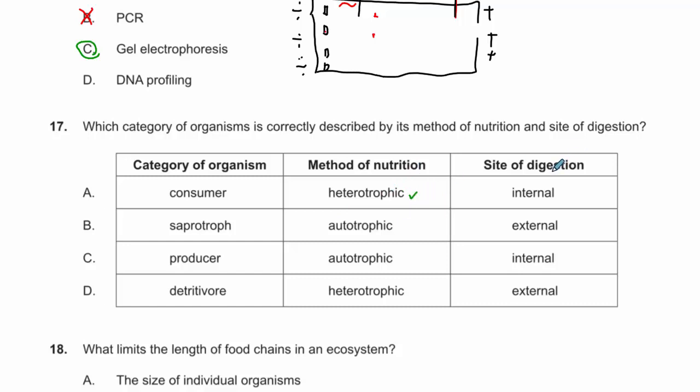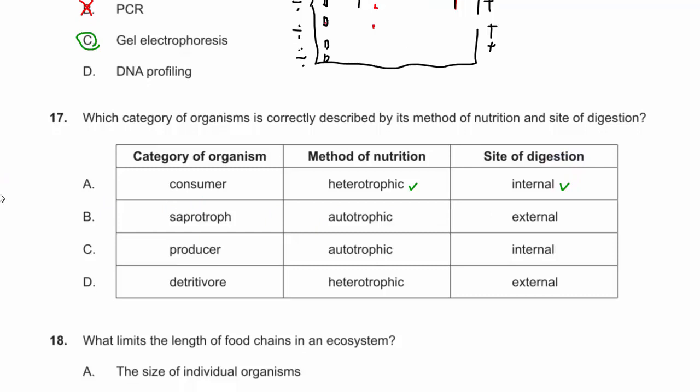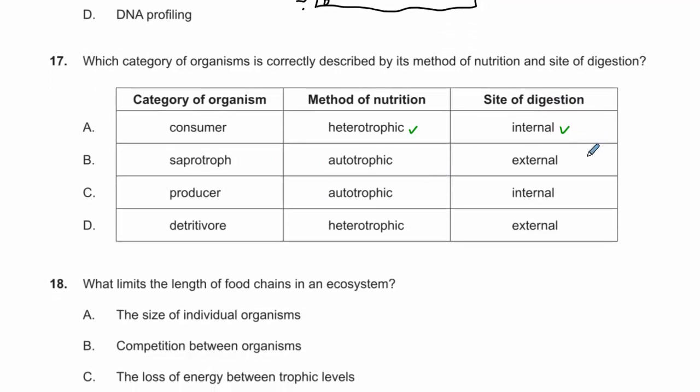Site of digestion, internal, yes. For example, you have an alimentary canal to digest the meat. But a consumer could just as well eat grass or fruit or something. Then you would be a primary consumer. If you ate sheep, then the sheep would be the primary consumer, so you would be maybe a secondary consumer.